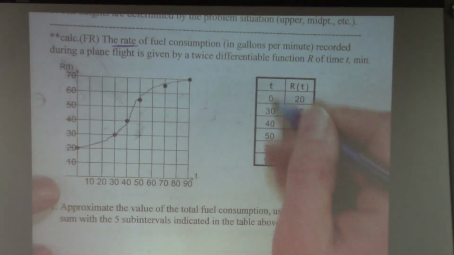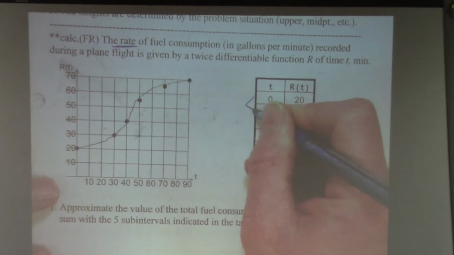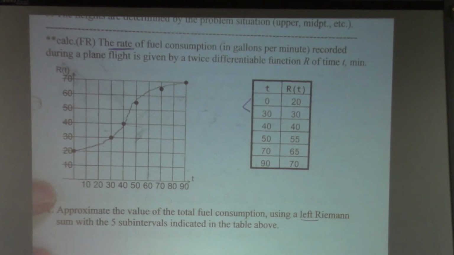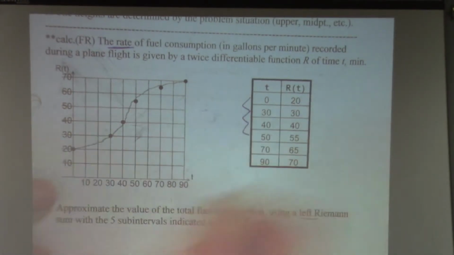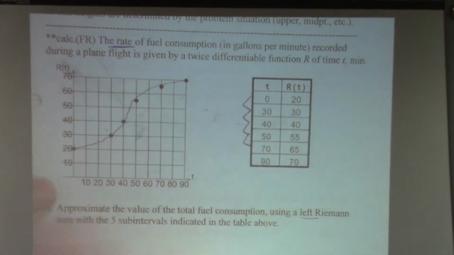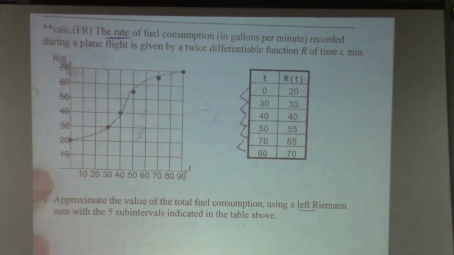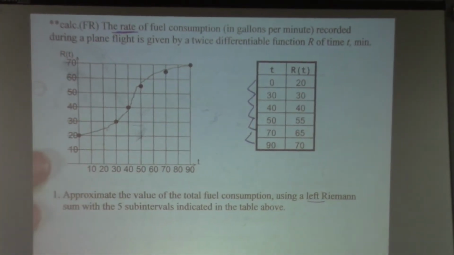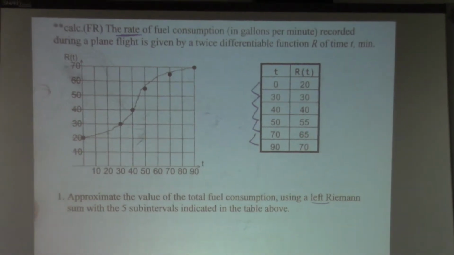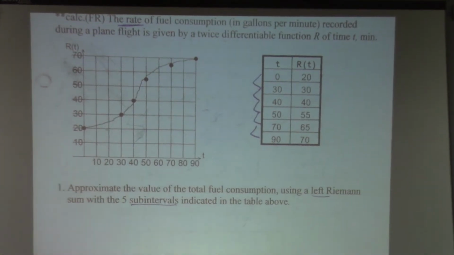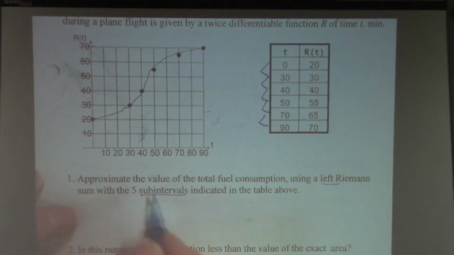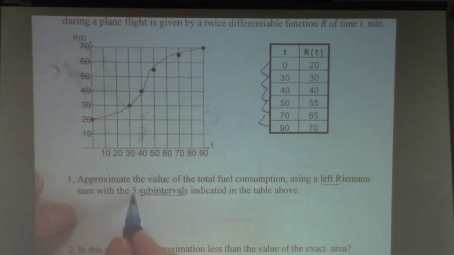What they mean by that is, if you notice here, we can have our first rectangle with a base of 0 to 30. The second rectangle will have a base of 10. Third will have a base of 10. Fourth will have a base of 20. And the fifth rectangle will also have a base of 20. So there are our 5 subintervals. Subintervals, or you might also see the word partitions, just means the number of rectangles.